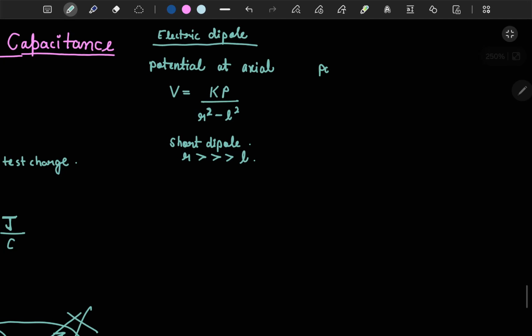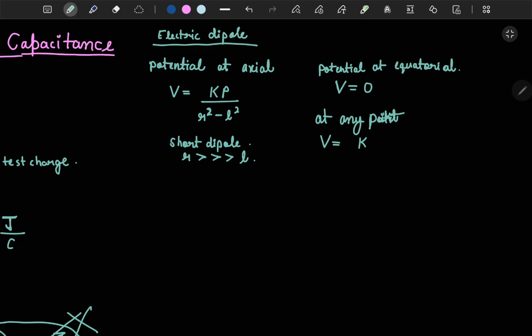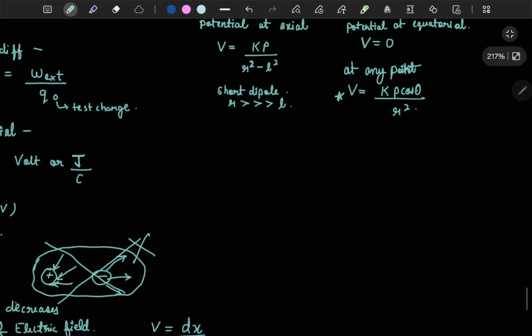Now talking about potential at equatorial position. At equatorial position, the potential will be 0 only. If we talk about potential at any point, potential will be Kp cos theta upon R square. You have to remember this formula because it may be asked at any point also.